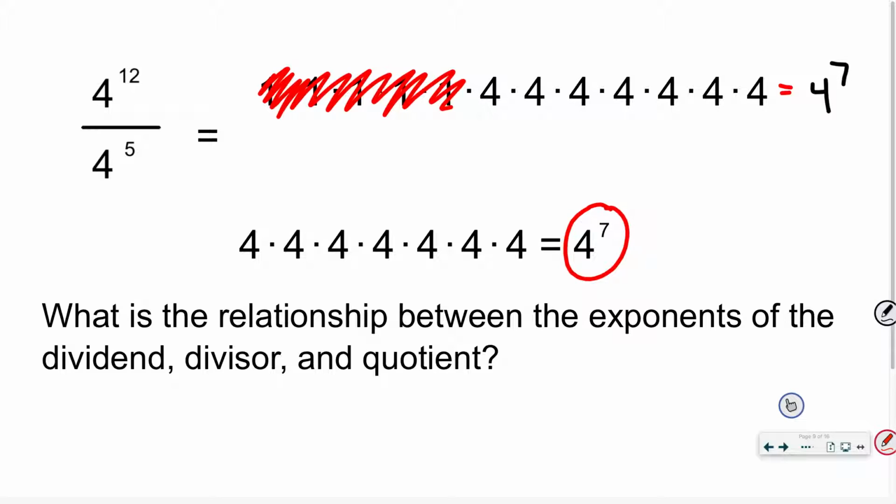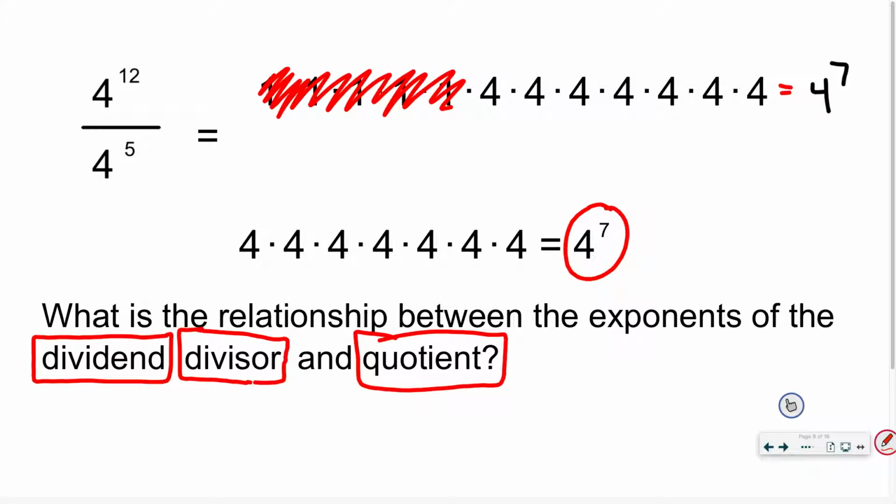Now we're going to go through a couple words right now to figure out what's actually going on here. The dividend, divisor, and the quotient. What number on this board represents the dividend? 4 to the fifth power? No, the 4 to the 12th is our dividend. By definition, what does the dividend represent? It's the number that's actually being divided, like the number that's going to get broken up.